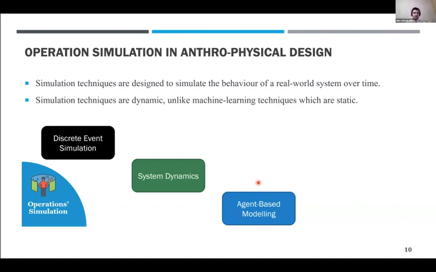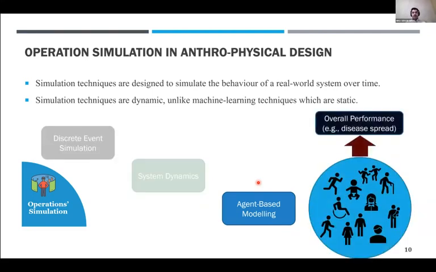I started working with it in my PhD, and the granular cognitive maps are very much related to system dynamics concepts. But the simulation that we're using here is agent-based modeling. Agent-based modeling is a very interesting, novel simulation technique, which can be either top-down or bottom-up. It looks into modeling the behavior of individuals inside, let's say, an environment, and the overall performance of the system is captured from the interactions between these people.